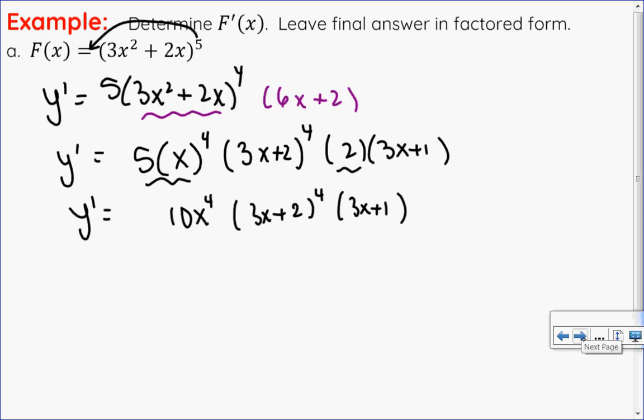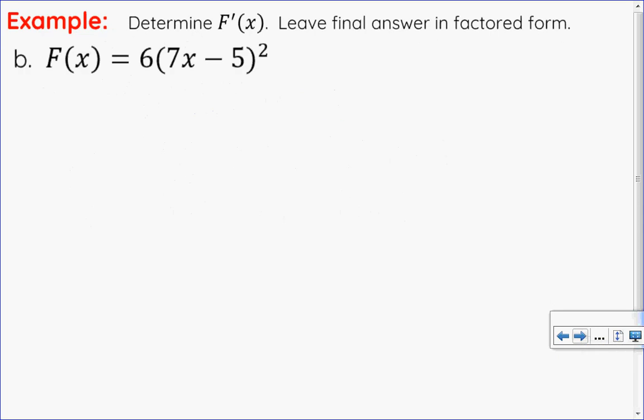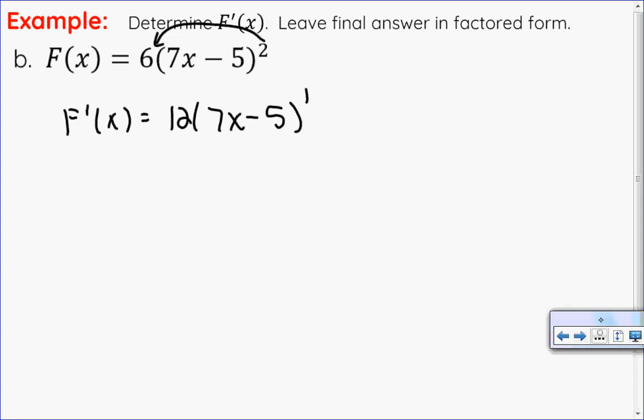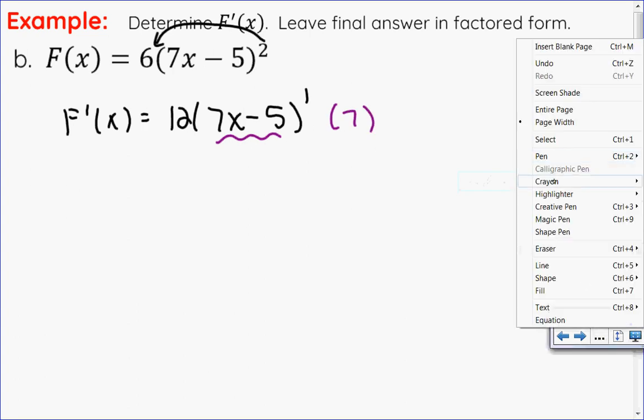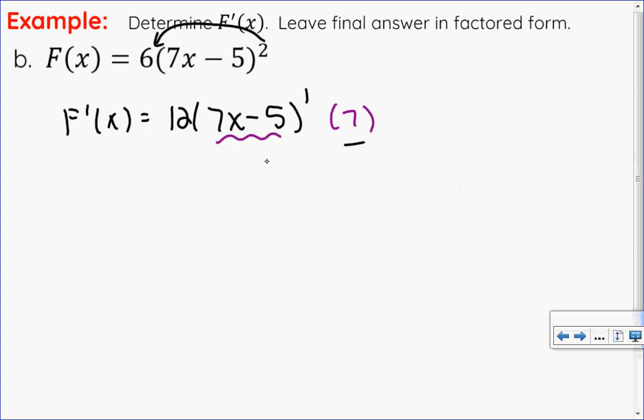Let's try another example. In this one here, I have a product multiplied by a binomial. So same thing for power rule. I bring the 2 down and multiply it by the 6 that's already there. Decrease my power by 1, and then I'm going to do the derivative of the inside, which is 7. So to tidy this up, I'm just going to multiply my monomials together. So I'm going to have that my derivative is equal to 84 times 7x minus 5.